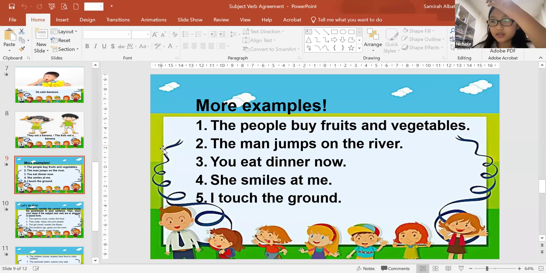Very good. How about our verb? Jumps. So what do you notice? Since we are talking about a singular subject, what did we do with our verb? We added S to become a singular verb. Right? We add S to make it become a singular verb.